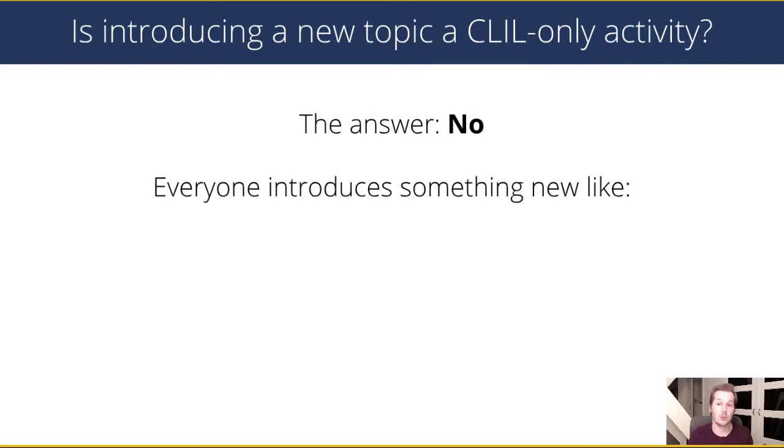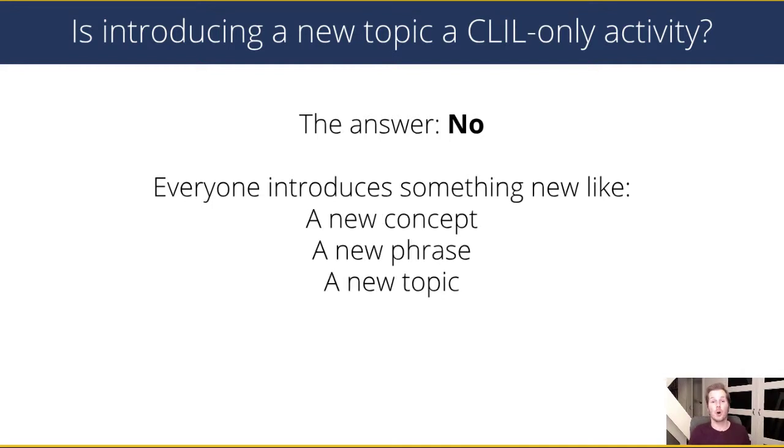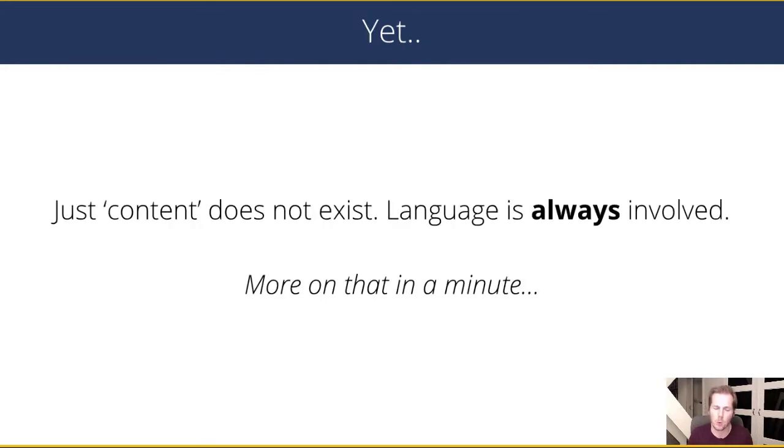But everyone introduces something new in a lesson, something like a new concept, maybe a new phrase, a new topic, or even a new chapter. Everyone does this, and the list goes on. So you really know that this is something that's not CLIL only. However, CLIL is important because there's still a CLIL way to do this. And what do I mean with that? Well, it's not just content. You're teaching content through a language. That means language is always involved. But how exactly that works, I'm going to talk about that a bit more in a minute.